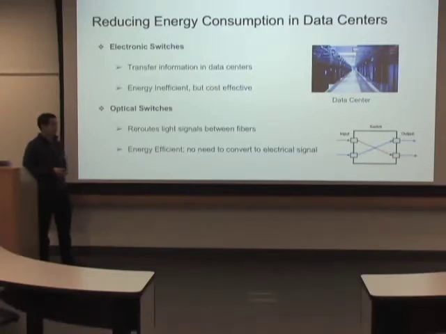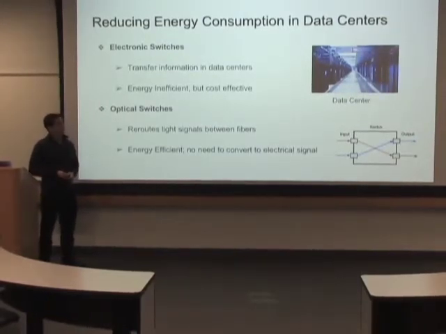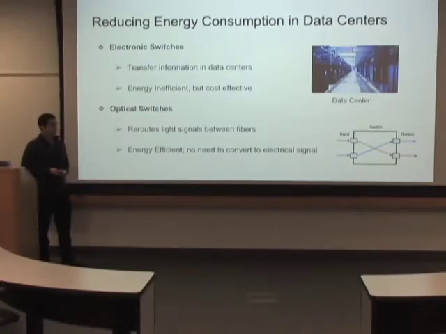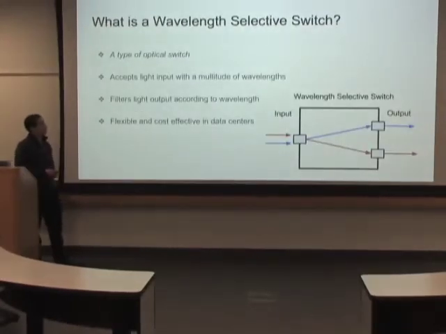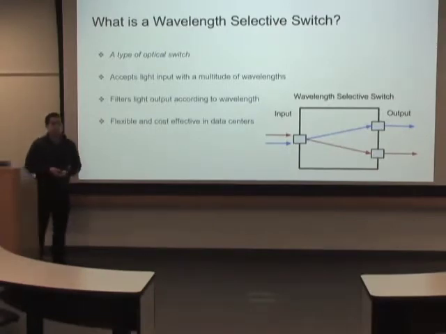So that's where optical switches come in. This is the big focus of research in our group. An optical switch basically redirects light signals to the appropriate output and sends them where they need to go. And they are much more energy efficient than electronic switches because you never have to convert the light signal to an electronic signal, where most of the energy is lost.